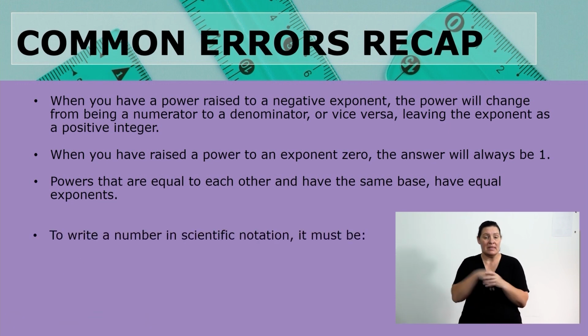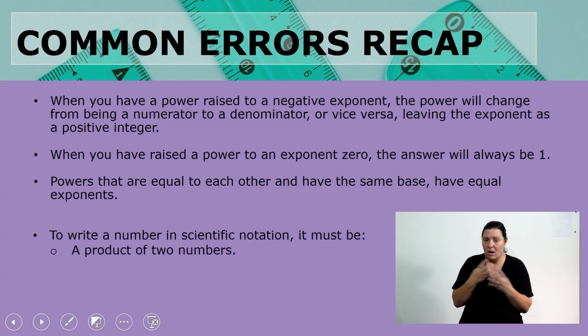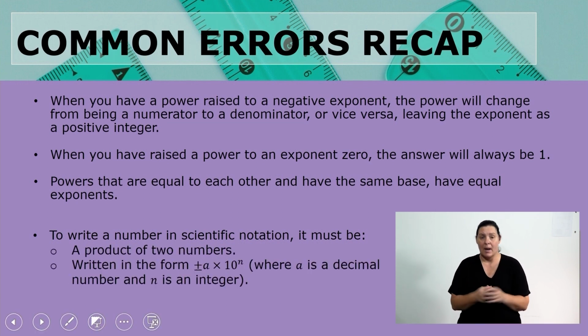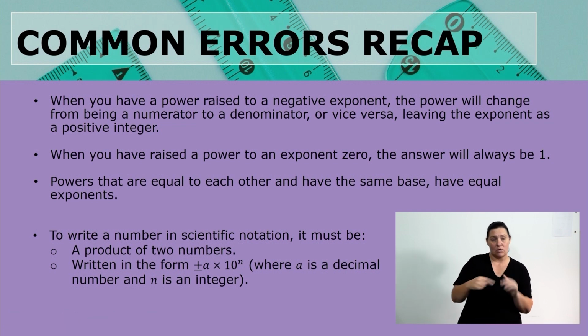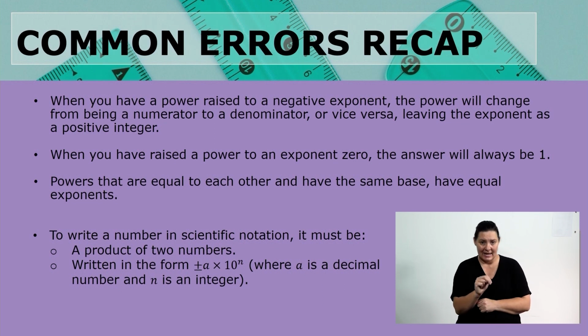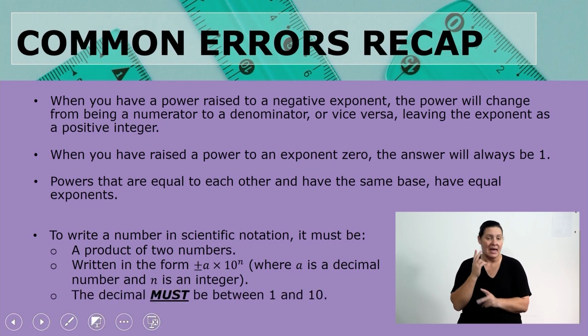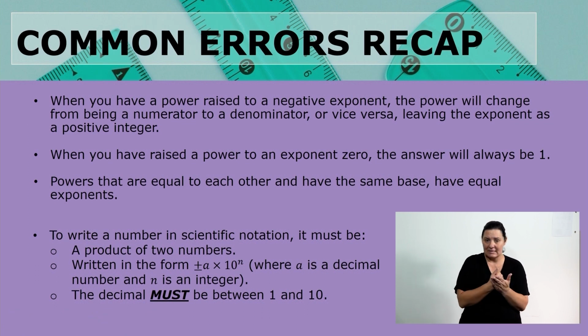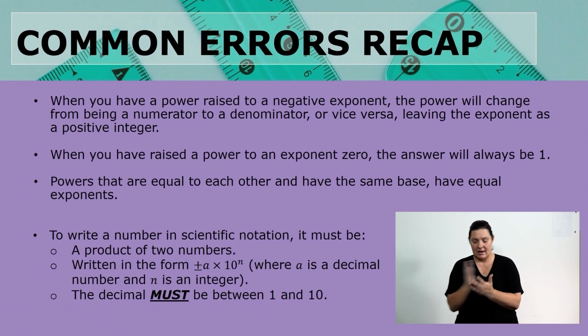And to write a number in scientific notation, it must be a product of two numbers. It must be written in the form plus or minus a multiplied by 10 to the exponent n, where a is a decimal number, and remember that decimal number must be greater than or equal to 1 and smaller than 10, and where n is an integer.